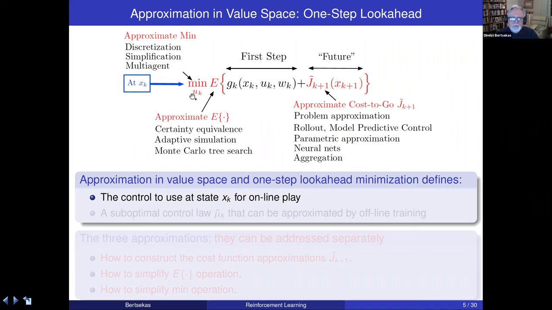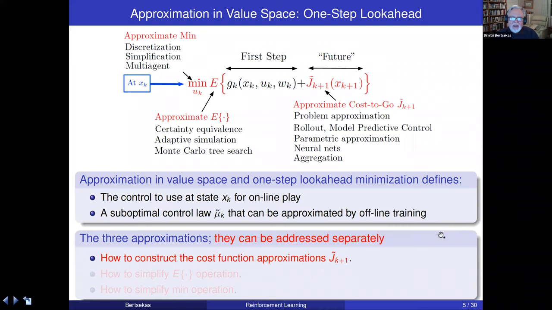The scheme also defines a policy. It gives us a control for every state xk. This policy we will generally denote as mu tilde k: mu zero tilde, mu one tilde, and so on. These policies can also be approximated by offline training, and then you can use them for the future. Now, there are three approximations here. And the nice thing is that they can be addressed more or less separately.